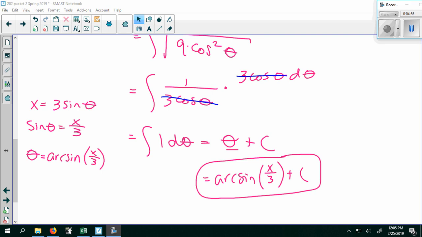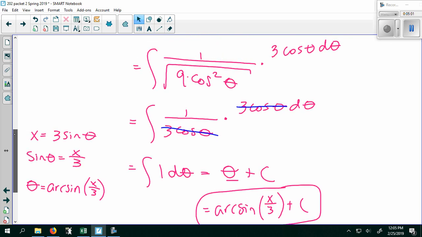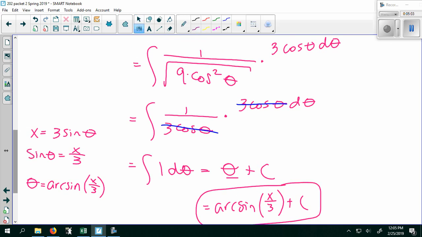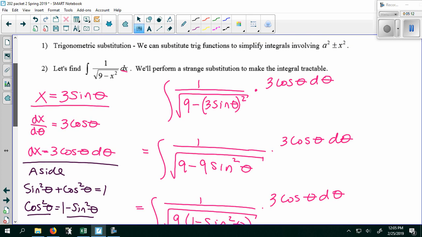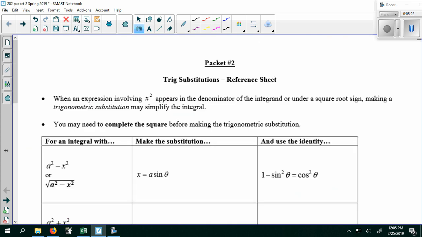So that worked because I had some really nice cancellations. Choosing x equals 3 sine theta was done strategically so that it would get rid of the square root in the radical, because I would have the square root of a perfect square and they would cancel. So the general rule for choosing your trig substitution comes from the first page of your packet.